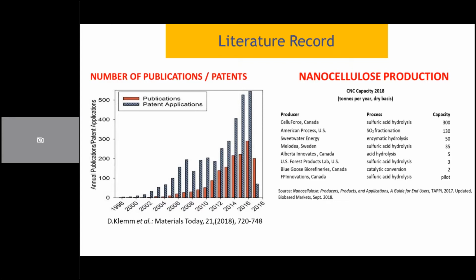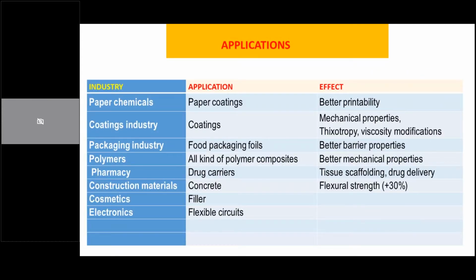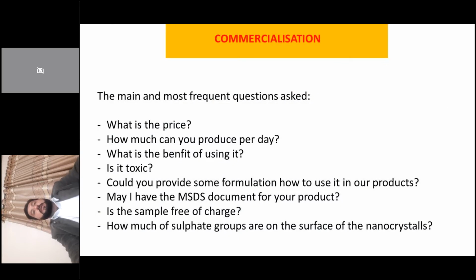Can we move to the next slide please? After the literature record, we can assess the importance of nanocellulose for the synthesis of various kinds of materials. This is a list of applications in the next slide. Can you go to the next slide? Under the heading of applications.